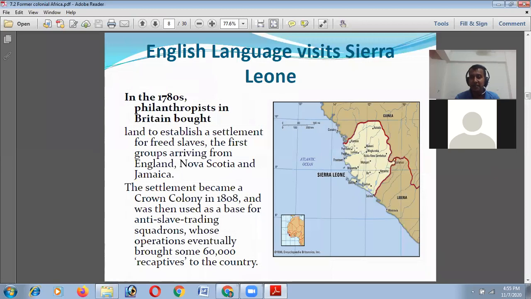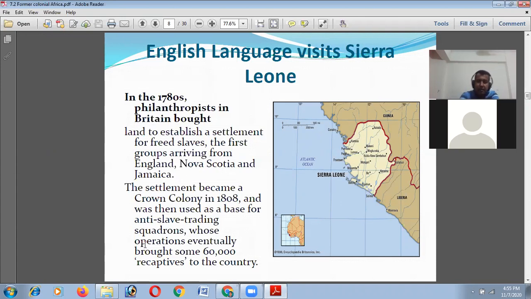We have also heard that in Australia, criminals and prisoners were deported, but in Sierra Leone, it was especially the slaves who were free from their owners in America or in other parts of the world. These free slaves were collected by a British philanthropist and deported to Sierra Leone. These slaves were freed from England, Nova Scotia, and Jamaica.